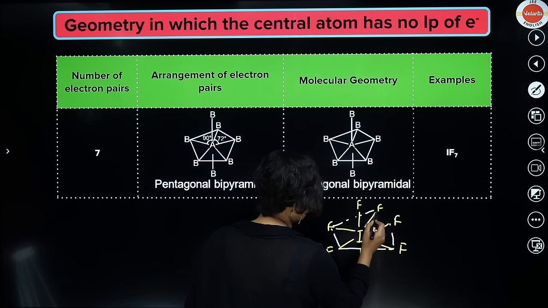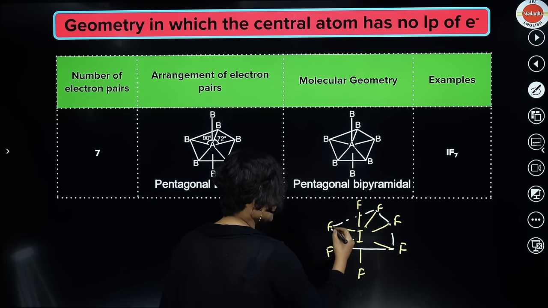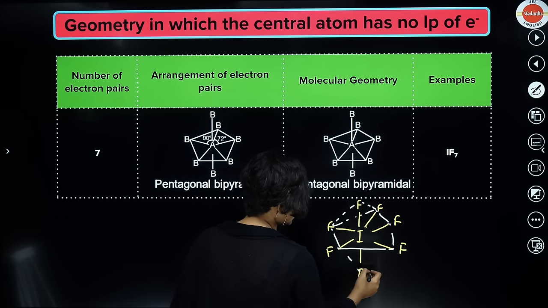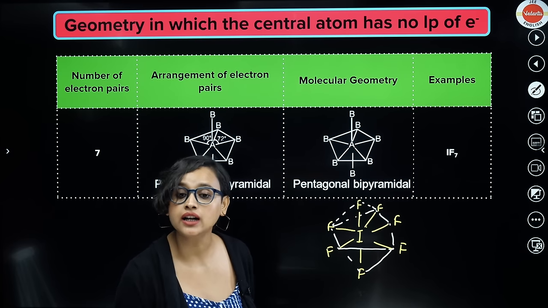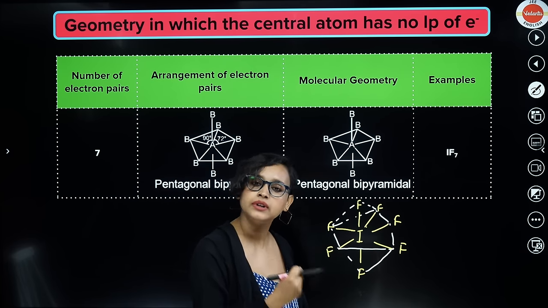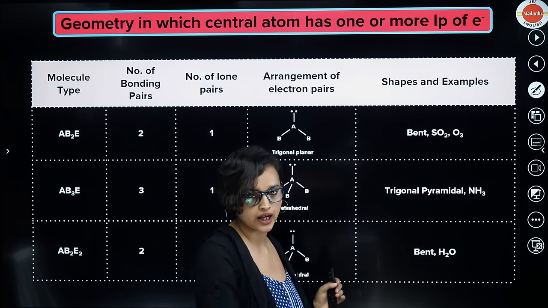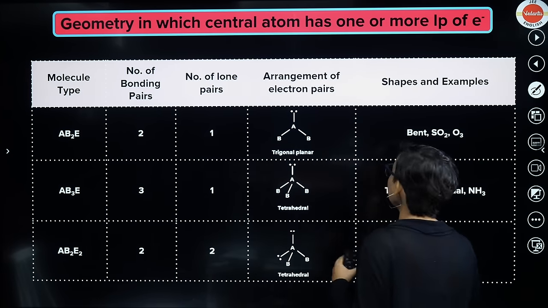So basically when I close all of these, it will be like this. Does this not look like a pentagon? Yes. 1, 2, 3, 4, 5, 5 sides. And then from here, you will see that this goes and becomes like a pyramid, and from here, this goes and becomes like a pyramid. So it will be pentagonal bipyramidal. Got it, everybody? Understood?